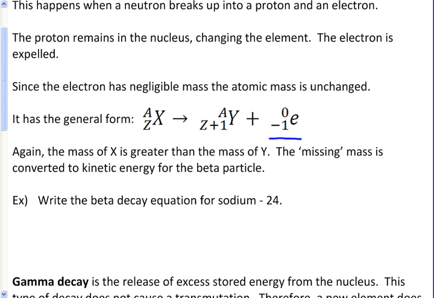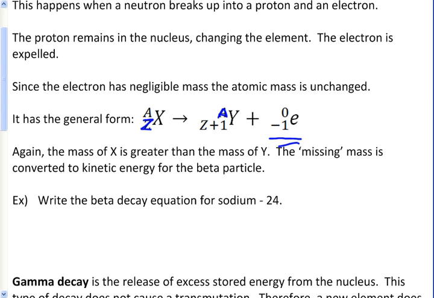Here is the symbol for an electron or beta particle. Now right here, notice that the atomic mass for your new element or your new isotope will not change. So whatever it was before, it's going to be after. And note that A plus 0 is still equal to A. So that conservation is still there.